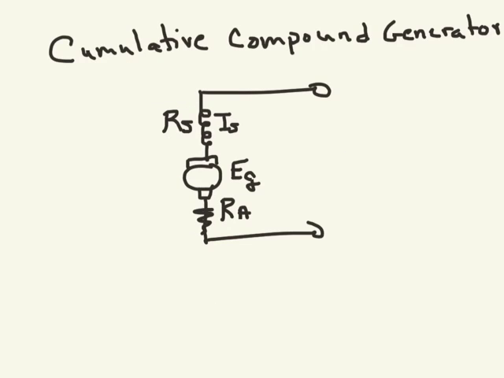In this video, we're going to talk about a cumulative compound generator. It's basically the same generator setup we had as the self-excited generator, with the exception that now we're adding this series coil. This is a coil that didn't exist before in the other types of generators. This is just another field coil, except it's in the armature path. And this series field coil is going to help us maintain field near rated current.